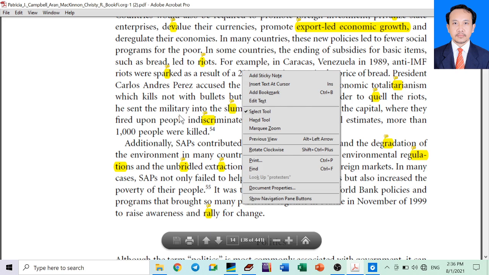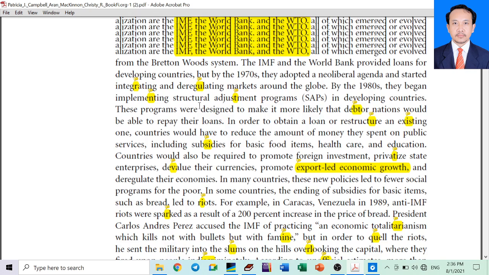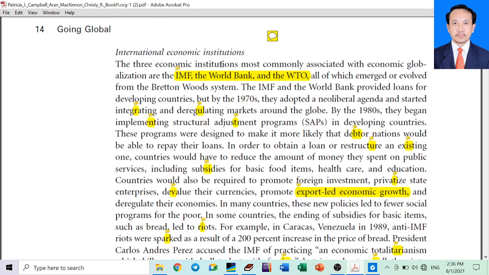That's all, everybody, about my presentation of these new points, international economic institutions. The main points that everybody should remember: three economic institutions are most commonly associated with economic globalization. Here, three institutions: the IMF, the World Bank, called WB, and the WTO, World Trade Organization.